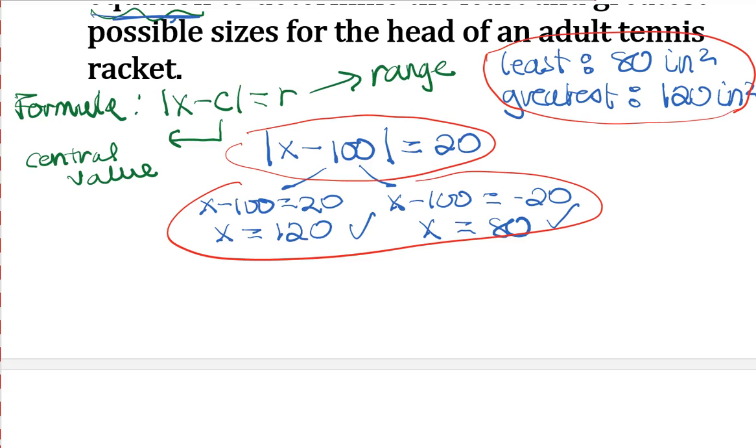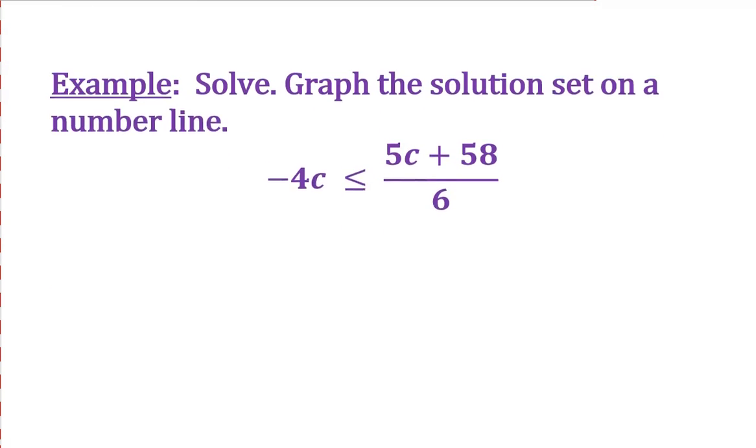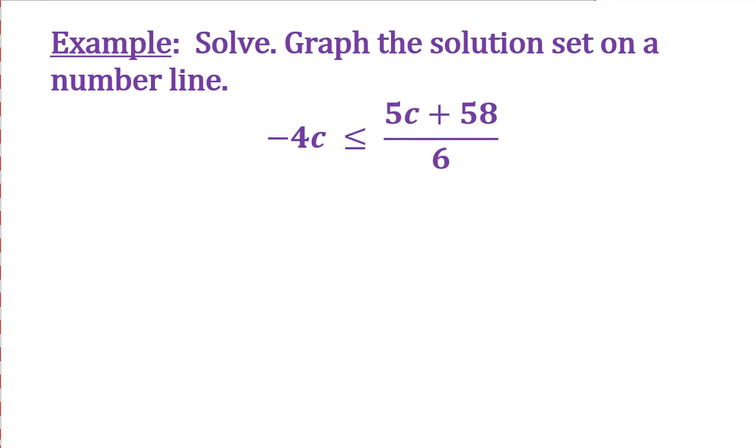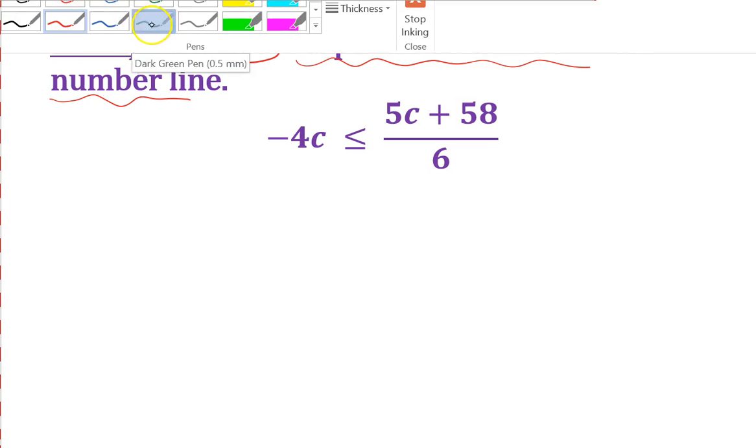Whoops, this went backwards. I'm going to switch screens here, and we're going to actually look at a few examples together. This one says solve and graph the solution set on a number line. So the direction solve means we want to end up with a value for the variable. We'll talk about the graphing in a second after we do the solution. I think you've done the graphing before too, and it may be just bringing back things into your memory.